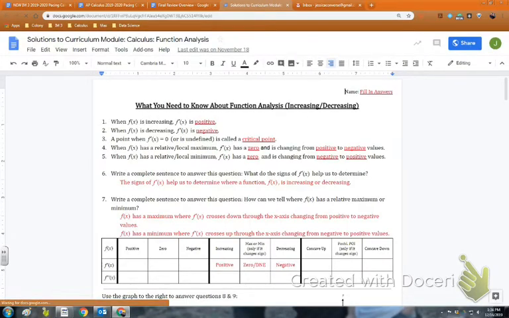After that, we talked pretty at length about function analysis. When a function is increasing, its derivative is positive since it has positive slopes. When a function is decreasing, its derivative is negative. Whenever a function's derivative is equal to 0, or if it's undefined, we call that a critical point. The relative or local minima or maxima would be the critical points that are changing from positive to negative for maxima, and from negative to positive for minima.